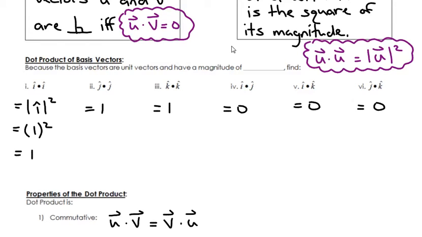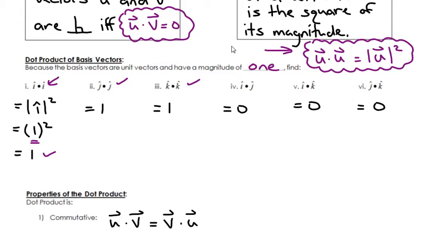Remember how we said that if you dot the same thing with itself, it's going to be the magnitude of that squared. That's what this said right here. So a unit vector's magnitude is going to be 1. 1 squared is just 1. And so the magnitude of basis vectors is going to be 1, even if you use the y-axis unit vectors or the z-axis unit vectors, you'll still get 1 and 1.